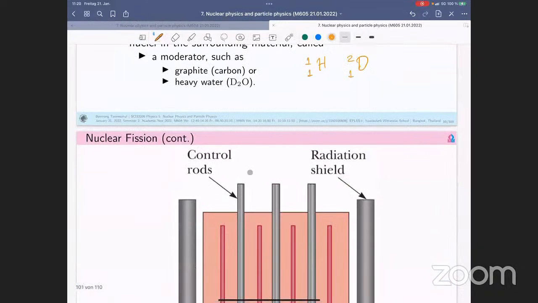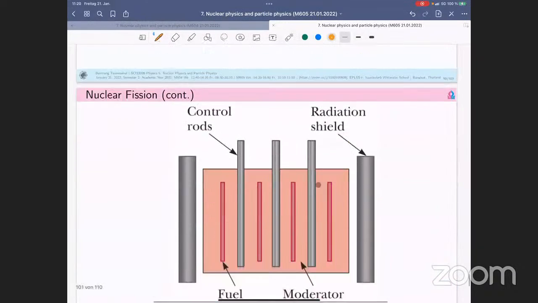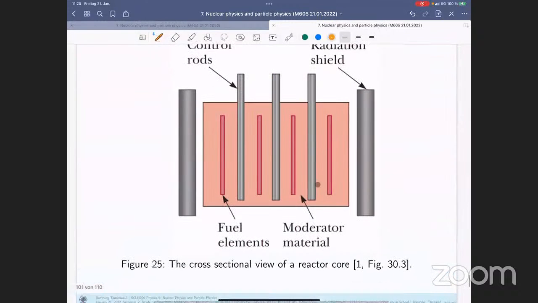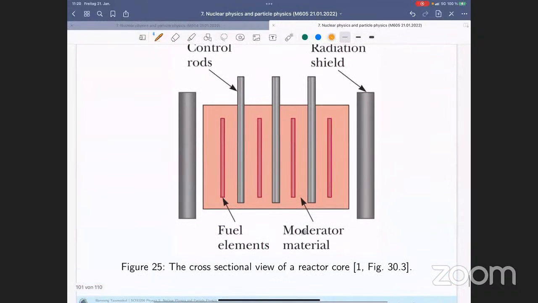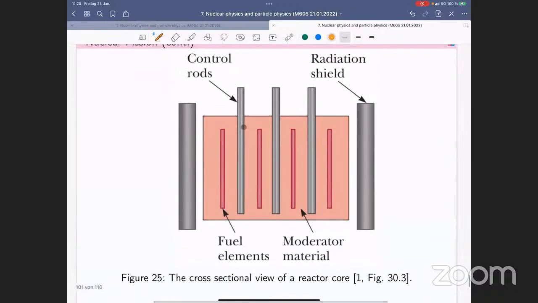Okay, the structure of a moderator could be somehow like this. This is the cross-sectional view of the reactor core that is used in reality. This is developed by humans. This is the control rod, and here is the radiation shield. You need the shield, otherwise you get so much particle radiation from the whole process, which is harmful to humans and everyone.